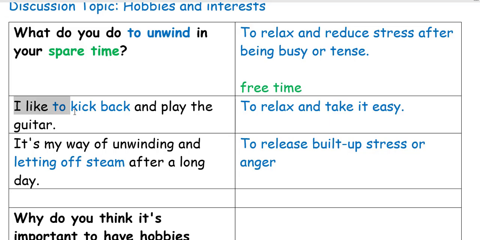I like to kick back and play the guitar. The expression to kick back means to relax and take it easy. It's my way of unwinding and letting off steam after a long day. Okay, as I said, unwind means to relax, and let off steam basically means to release built-up stress or anger. So for example, you've been working all day and now you are feeling exhausted. So you want to watch a great movie to let off steam, meaning that you will relax. You won't feel any tension anymore.